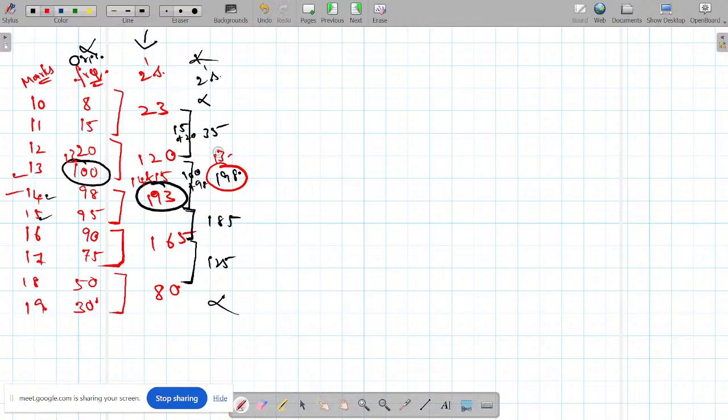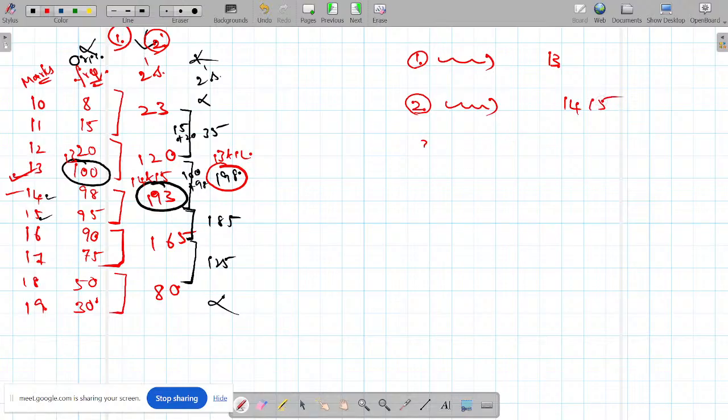So I'm just going to form another table. I name this column number 1, the original frequency. Which one is the modal value? 13, I list it out, 30. Now this is column number 2. Which one is my modal value? I'm getting 14 and 15. Third column: which one is the modal value? I'm getting 13 and 14.